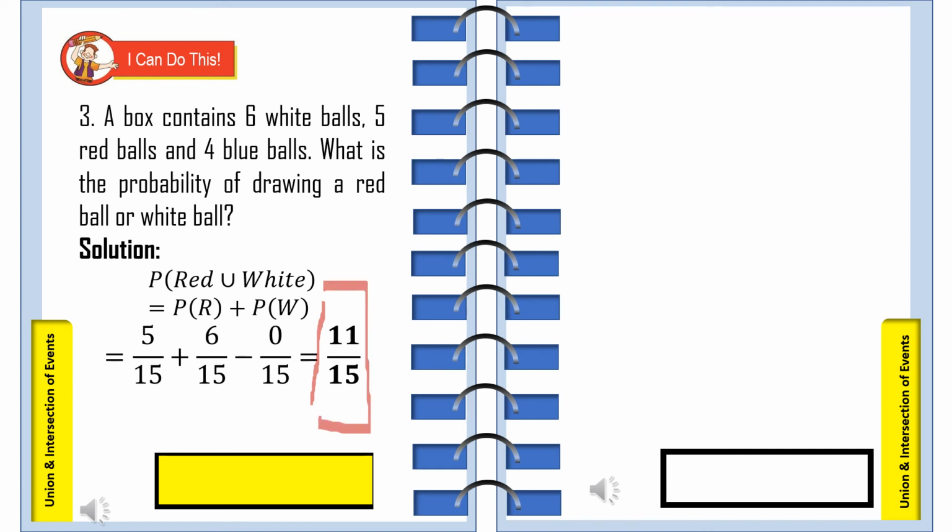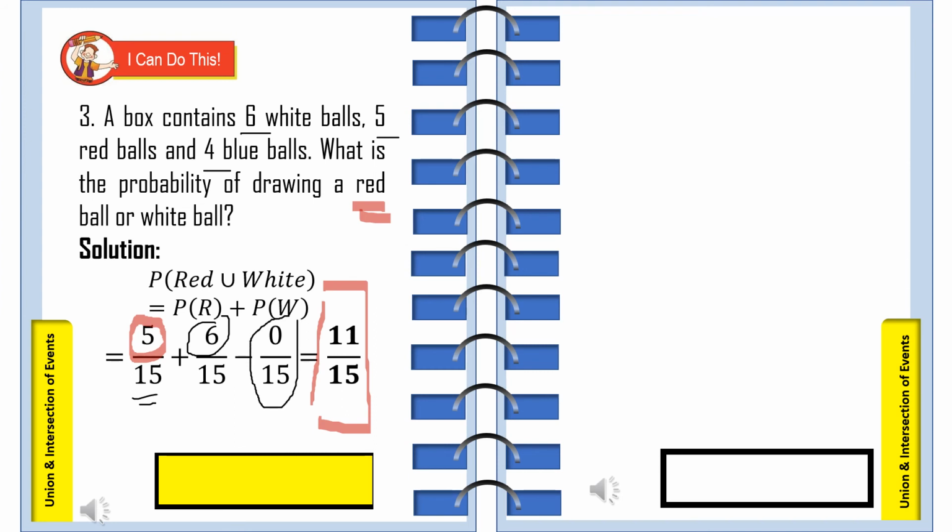Okay, so dito, probability of getting a red ball. Bilangin natin, ilan ba yung red? Meron tayong 5 red balls, tapos over 15. Sir, nanggaling yung 15? Yan yung total number of balls na meron tayo. 6 plus 5, that's 11, plus 4, 15. Kaya over 15 siya. Plus, yung white, ilan yung white natin? 6 over, siyempre, total number of balls na meron tayo dyan is 15. Minus, ito, pinakita ko lang sa inyo.